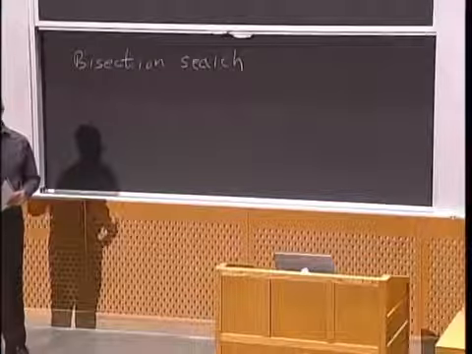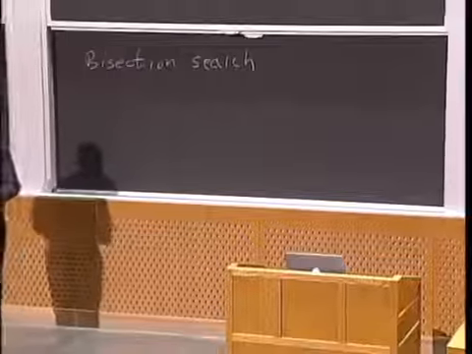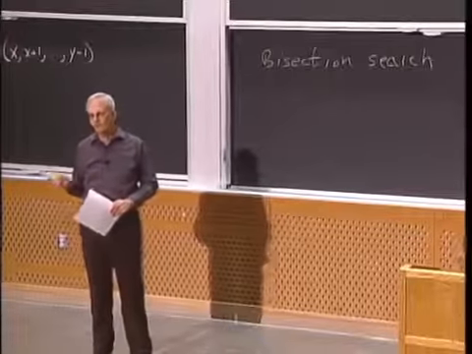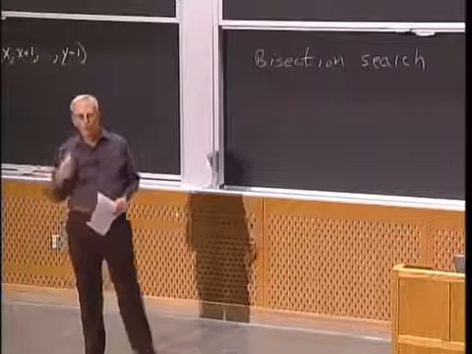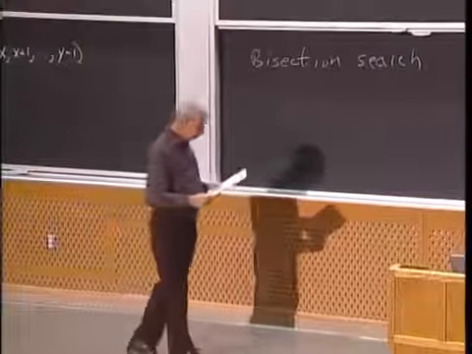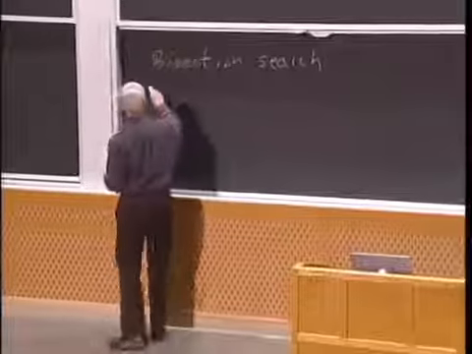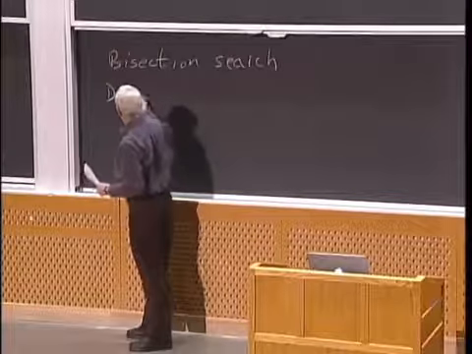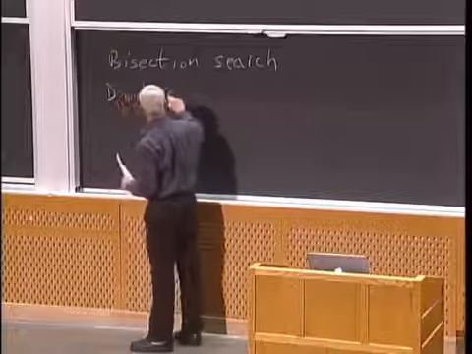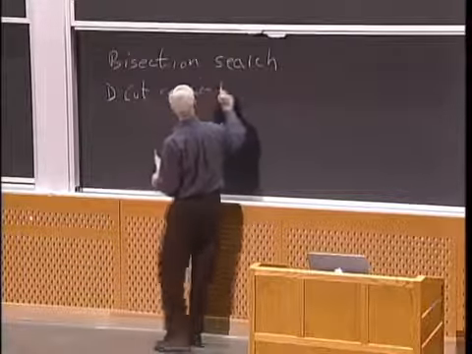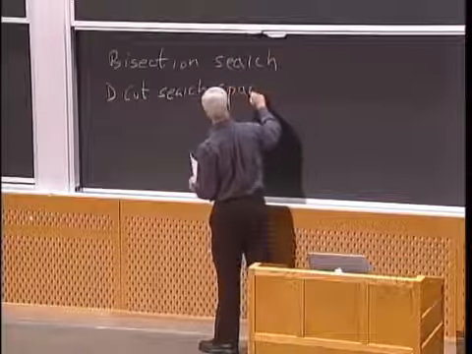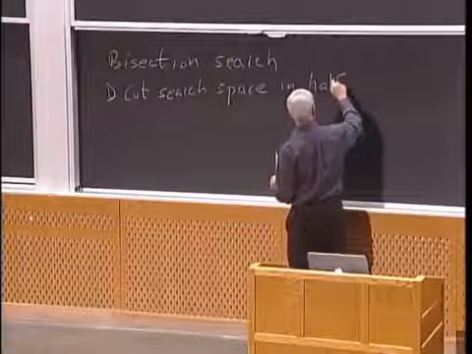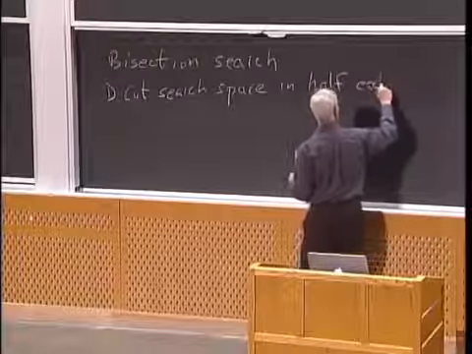As we look at this particular implementation of it, we're going to use 2 algorithmic techniques that you'll use over and over again because they're generally useful. So the first one, related to bisection search, is we'll cut the search space in half each iteration.